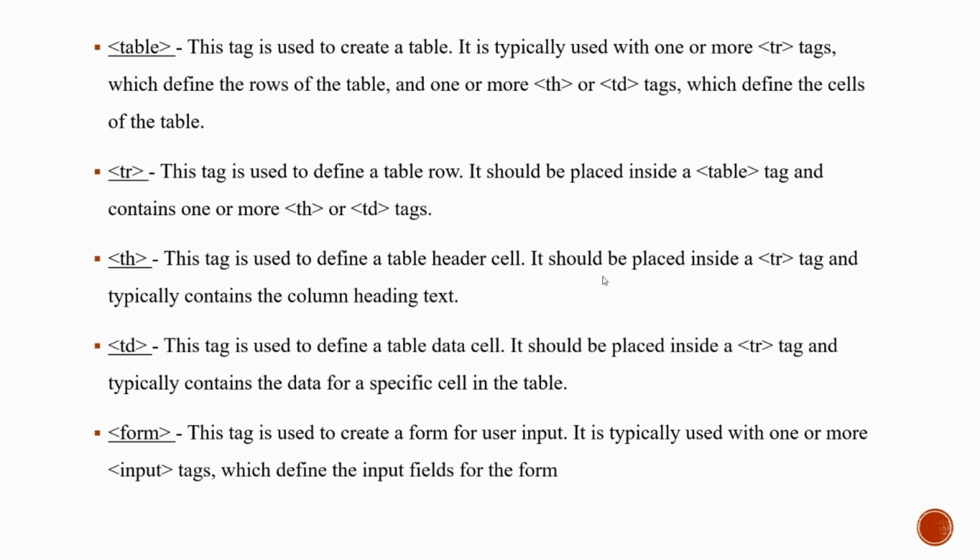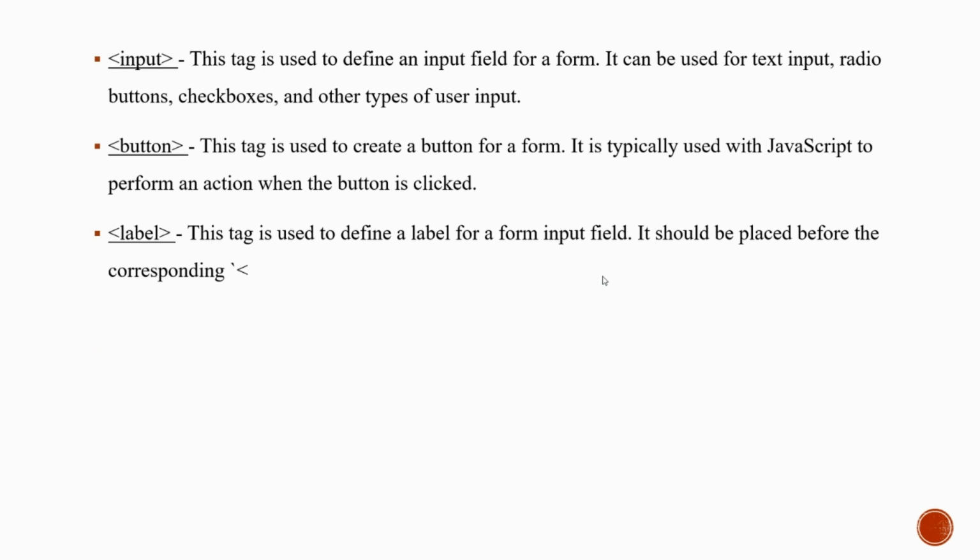Form. This tag is used to create a form for user input. Input. This tag is used to define the input field for a form. It can be used for text input, radio buttons, checkboxes, and other types of user input. Button. This tag is used to create a button for a form. Label. This tag is used to define a label for a form input field.